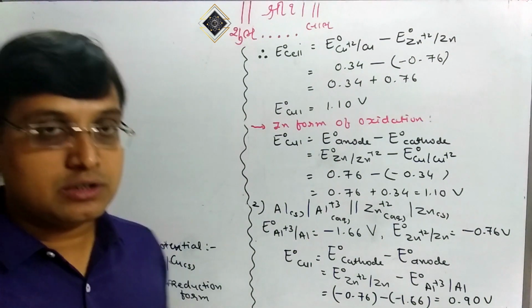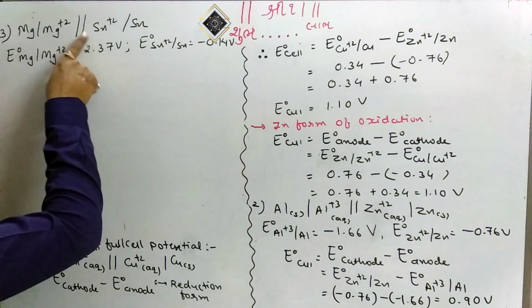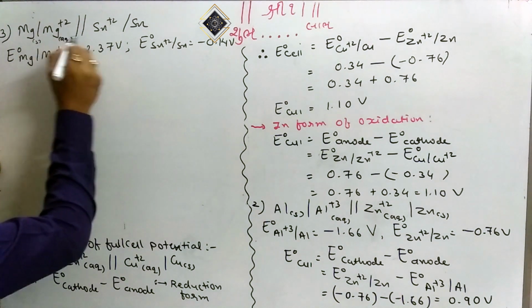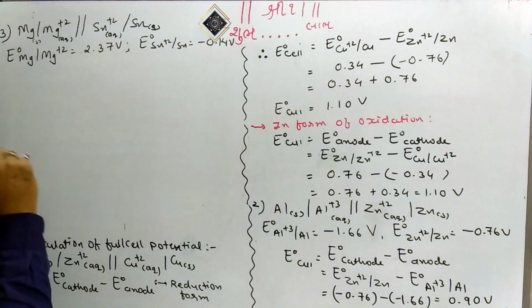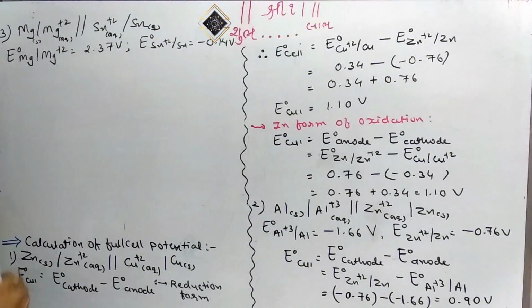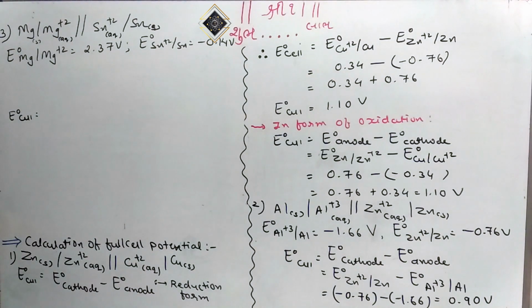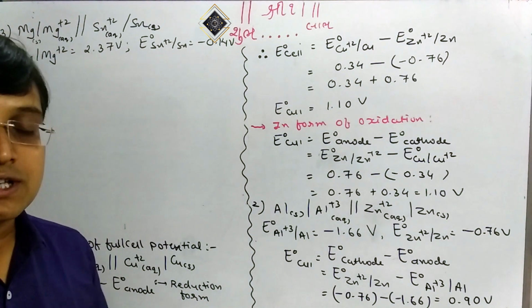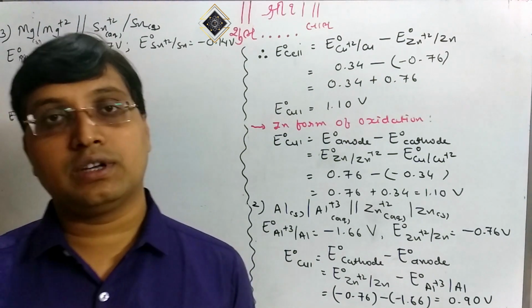Let's take one more example to calculate the cell potential. The full cell is given as Mg(s)/Mg+2 double slash Sn+2/Sn. Don't forget to write down the physical state of the species. Calculate the cell potential of the cell. So we have a formula: in form of oxidation, E0 cell is equal to E0 oxidation of anode minus E0 oxidation of cathode. In form of reduction, E0 cell is equal to E0 reduction of cathode minus E0 reduction of anode.